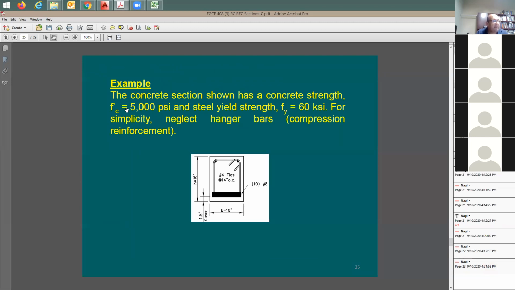The concrete strength, I made it 5,000. So what is the similarity between this and the previous problem? Well, same depth, 16-inch, same width, same clear cover, same tie size. Concrete strength went up. Steel strength, or yield, is the same. And it says here, use 10 number 8 rebars.